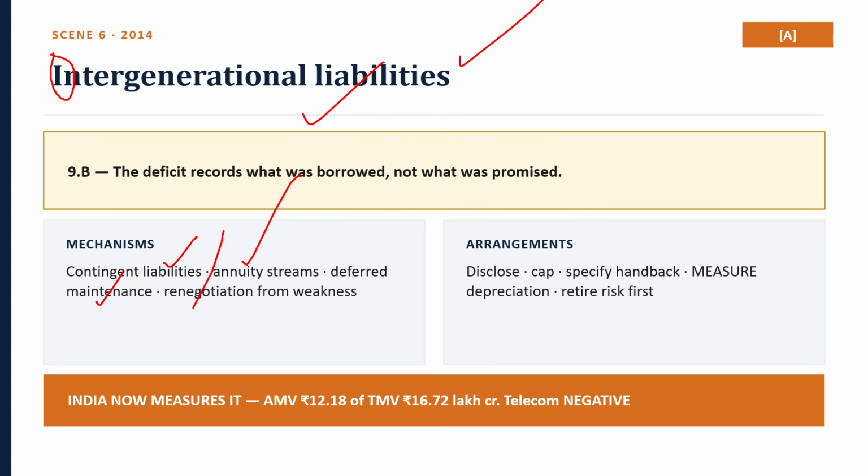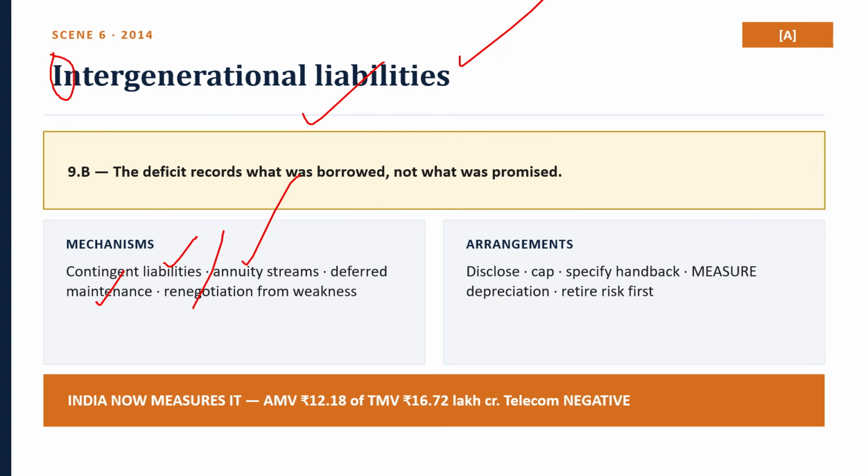A distressed project cannot simply be allowed to fail. The road still has to carry traffic, so the state renegotiates from a position of no alternative, and the revised terms are worse. So the intergenerational sentence: a PPP concession is a claim on future budgets made by a present government.